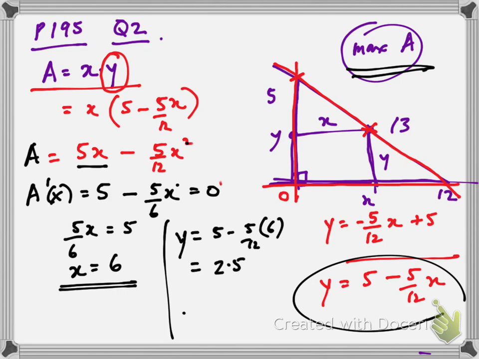So the area, let's change this to make it slightly different. So the area is x times y, which is 6 times 2.5, which is 15 centimeters squared. I think everything is in centimeters. And there you go. Cool. So that's a maximum question. Moving on.